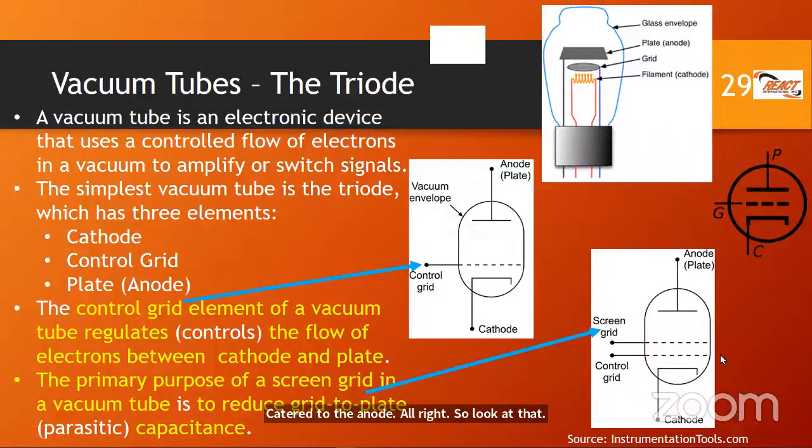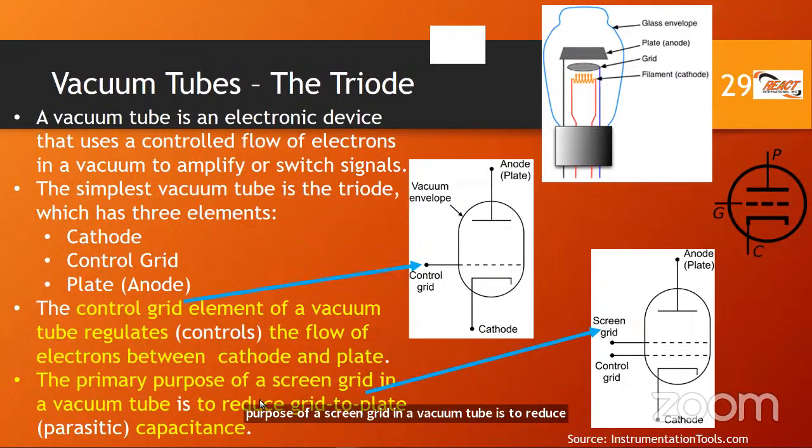And there's another addition to some triodes. They will insert an additional grid, what we call a screen grid. You notice here, if you compare and contrast between these two, the difference is that we have added an additional grid called the screen grid, and we need to be aware of the purpose of that screen grid. So let's go to the exam question. The primary purpose of a screen grid in a vacuum tube is to reduce grid to plate capacitance.